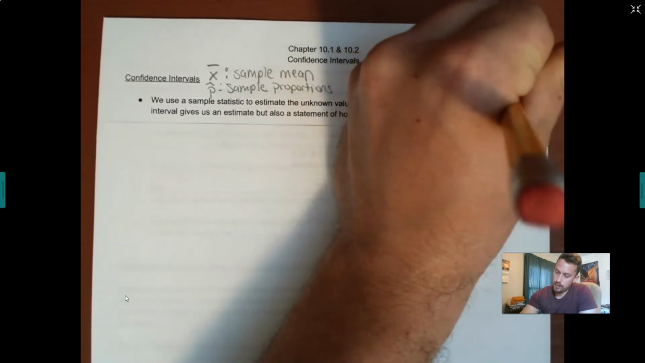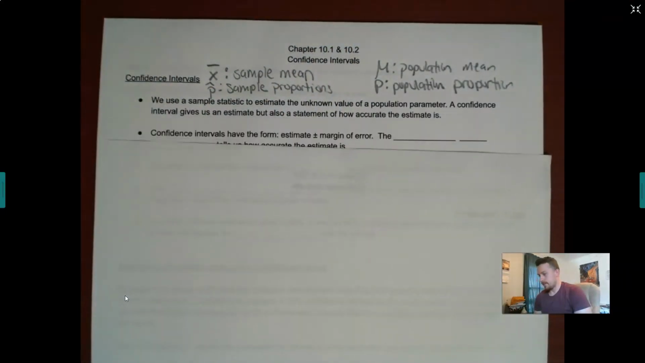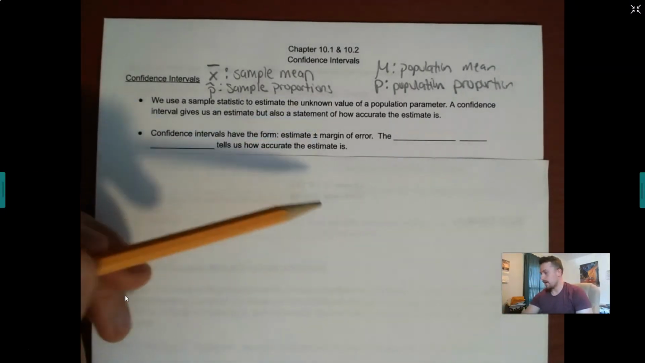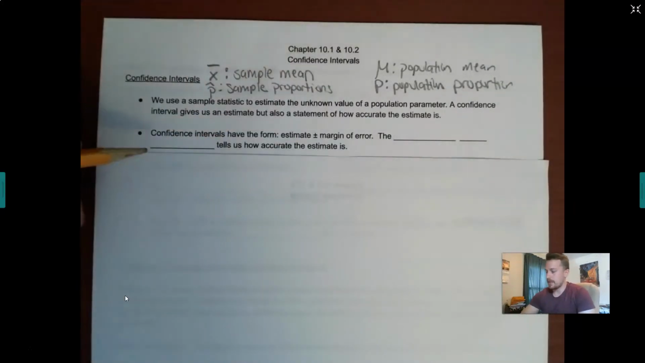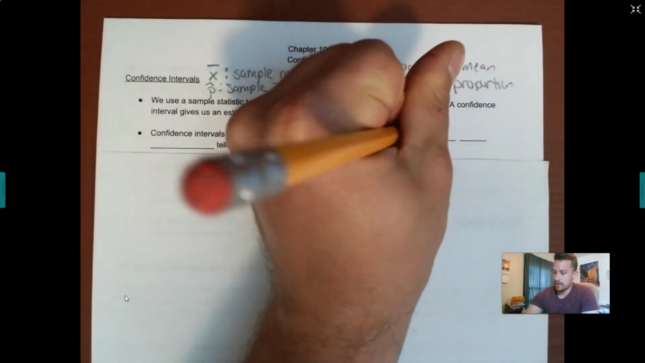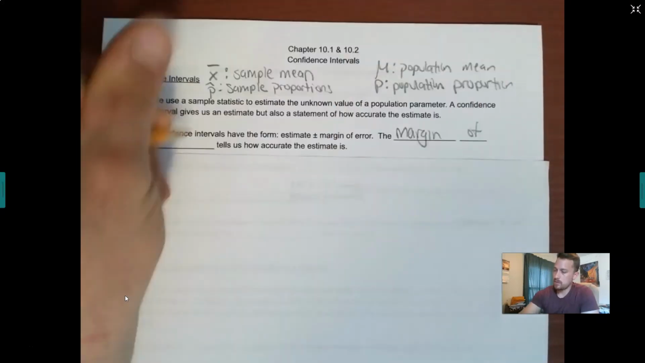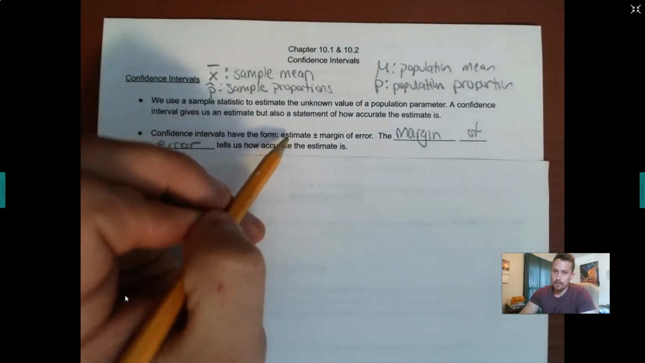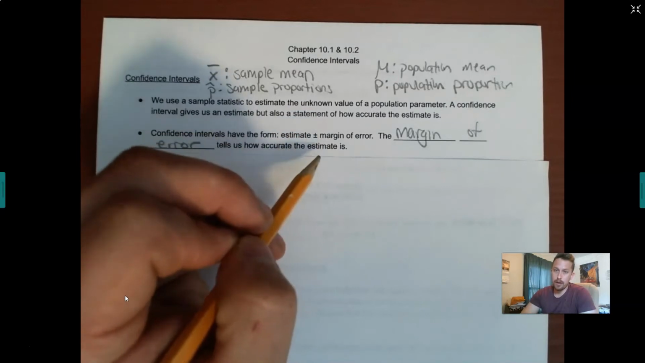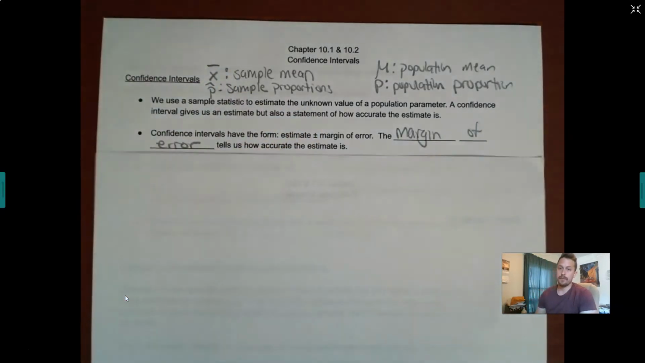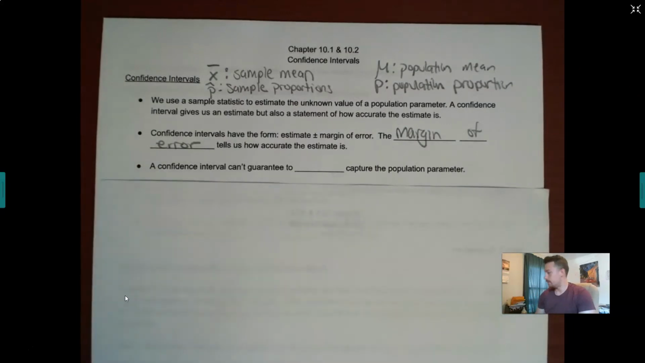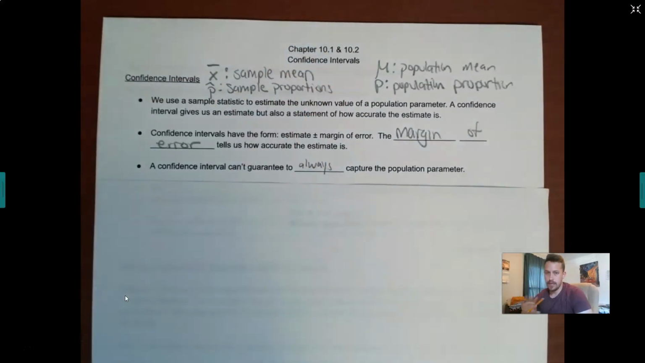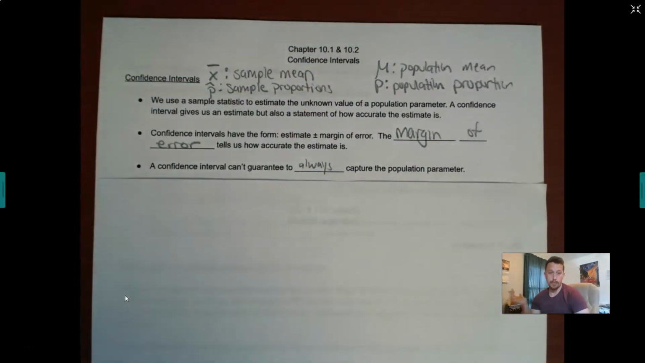Confidence intervals have the form estimate plus or minus margin of error. The margin of error tells us how accurate the estimate is. So we have plus or minus to say we have our estimate and then the amount above and below. That's why we're adding and subtracting. A confidence interval can't guarantee to always capture the population parameter. It's not guaranteed that it's going to accurately predict the population parameter.